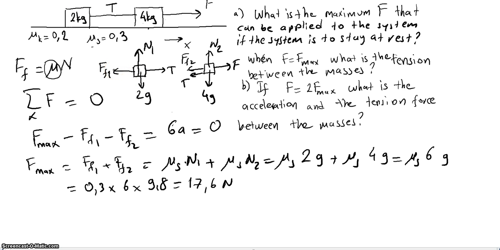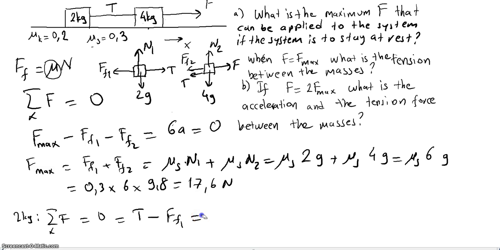If the system stays at rest, then the 2 kilogram body also stays at rest. In that case, if you write down Newton's second law for the 2 kilogram body, the forces acting on it sum to 0. Let's write down explicitly what these forces are: tension toward the right, and minus, of course, the frictional force on the 2 kilogram body, and this is equal to 0.